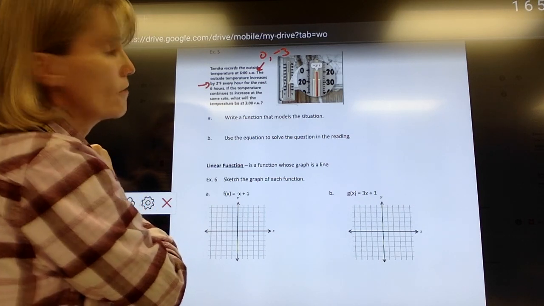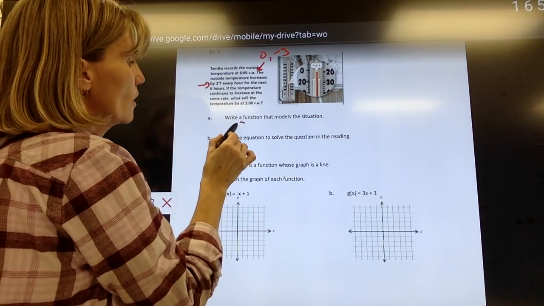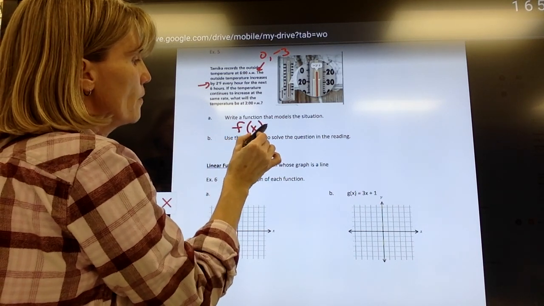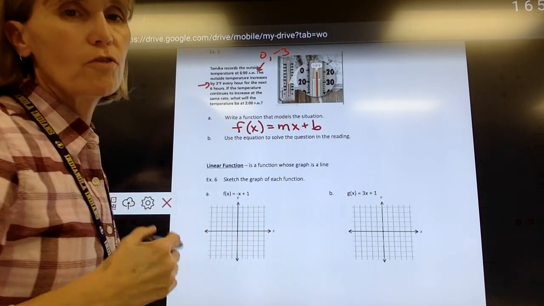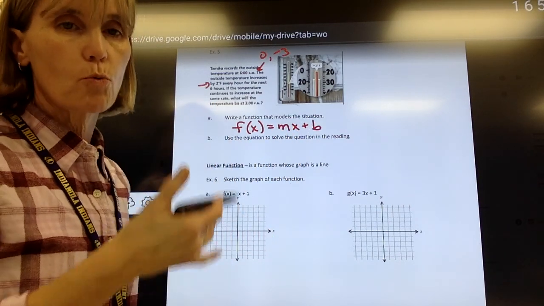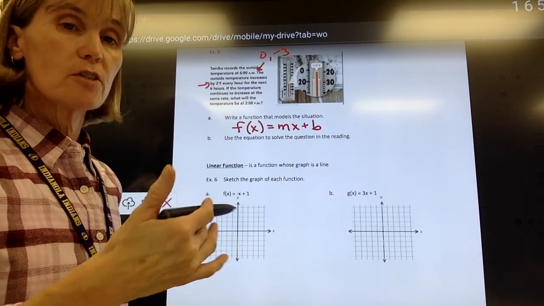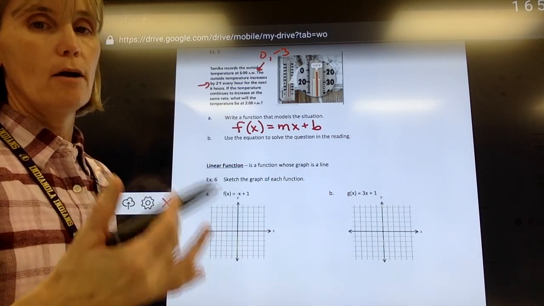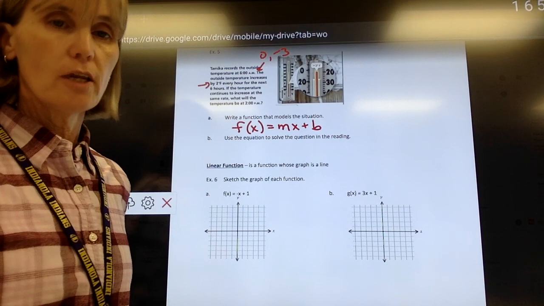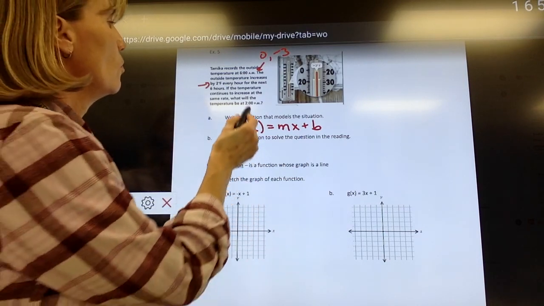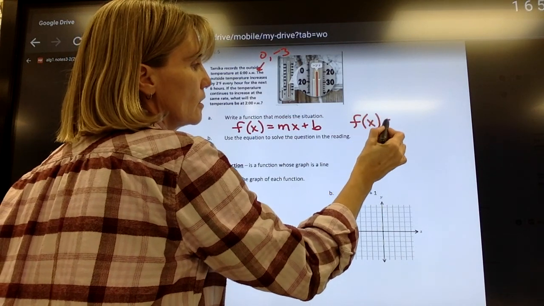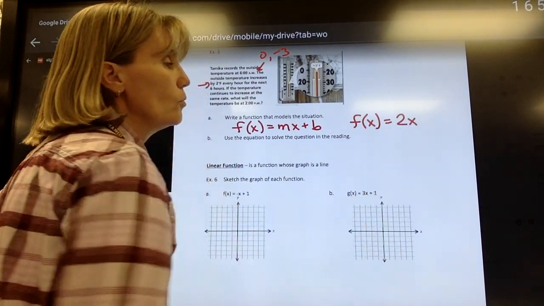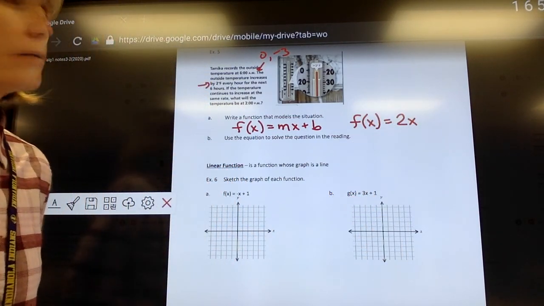Okay, they want us to write a function that models that. So again, we want the slope and then the b value. Well, if you think about it, the slope is the rise and the run. The slope is the rate of change. So how is this temperature changing every hour? Okay, well, it's increasing by 2. So f of x is going to have an increase of 2. It's going to rise 2 and run 1.